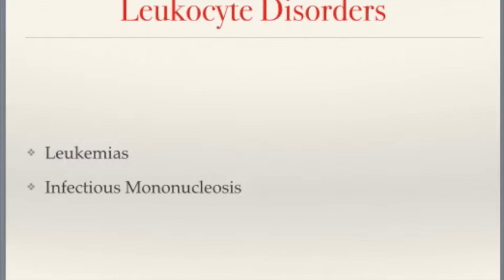Two leukocyte disorders. I can't remember if we talked about these in class or not, so I don't think I'll go into it too much. It's on page 645 if you're just curious. I think mono is kind of interesting if you read the section on infectious mononucleosis, as well as leukemias.